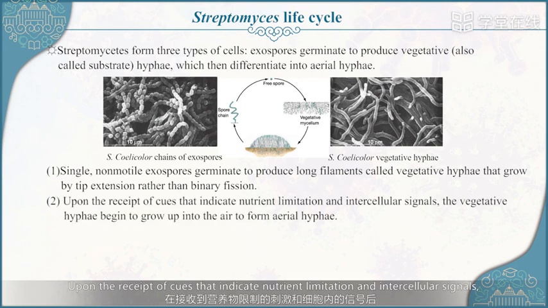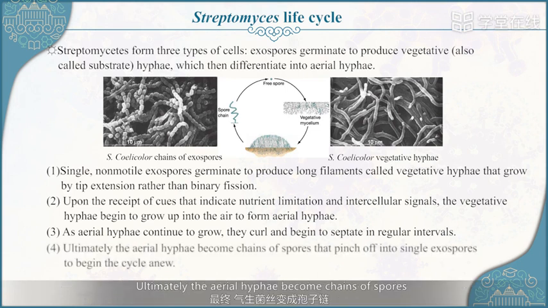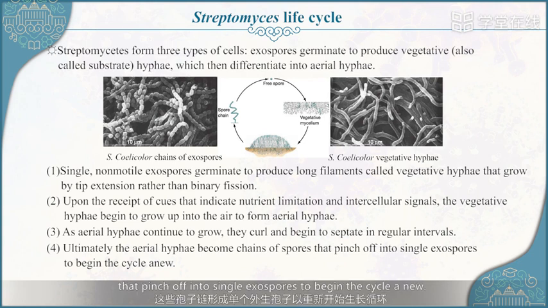Upon receipt of cues that indicate nutrient limitation and intracellular signals, the vegetative hyphae begin to grow up into the air to form aerial hyphae. As aerial hyphae continue to grow, they curl and begin to septate at regular intervals. Ultimately, the aerial hyphae become chains of spores that pinch off into single exospores to begin the cycle anew.